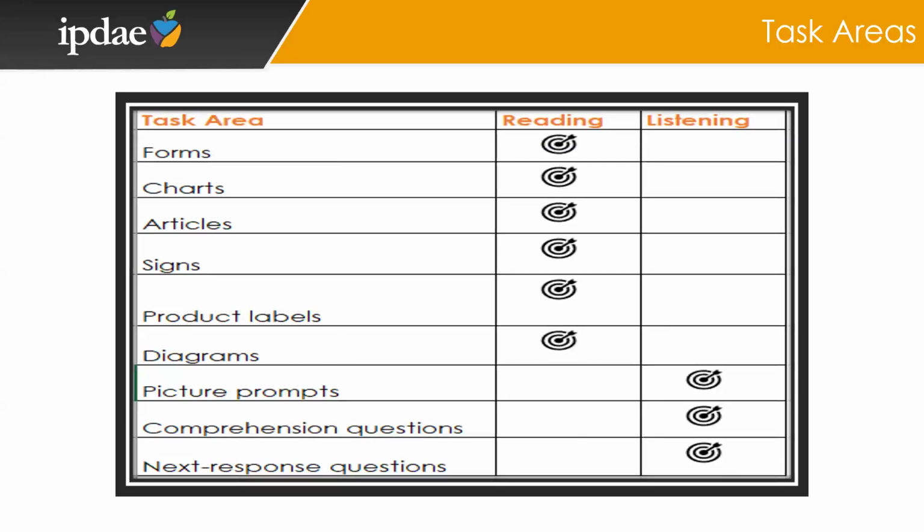And on the next slide, we are looking at the task areas. Task areas are the prompts that students will see during the CASAS test, whether they're graphic, written, or oral. For reading, students might encounter forms, charts, articles, signs, labels, and diagrams, just to name a few. And for listening, they'll be working with picture prompts on the lower level assessments, and of course, comprehension questions and next response questions. So understanding these areas will help you better prepare your students and set them up for success.